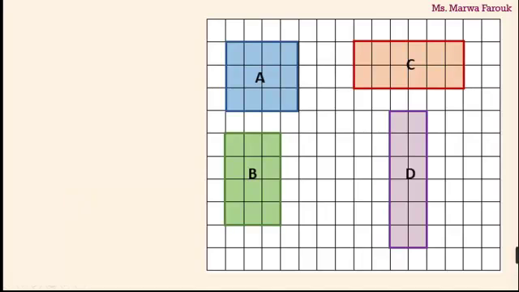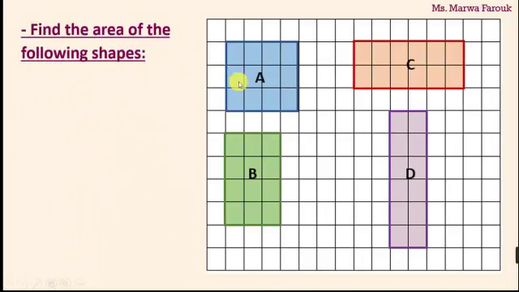Okay, next point. What can you see in this picture? I have 4 shapes, A, B, C, D. What is the area of each shape? First, I'm going to find the area of shape A. How many columns do I have? 1, 2, 3, 4. And how many rows? 1, 2, 3. So the area here equals 4 times 3, or 3 times 4, equals 12 square units. Okay, what about B?